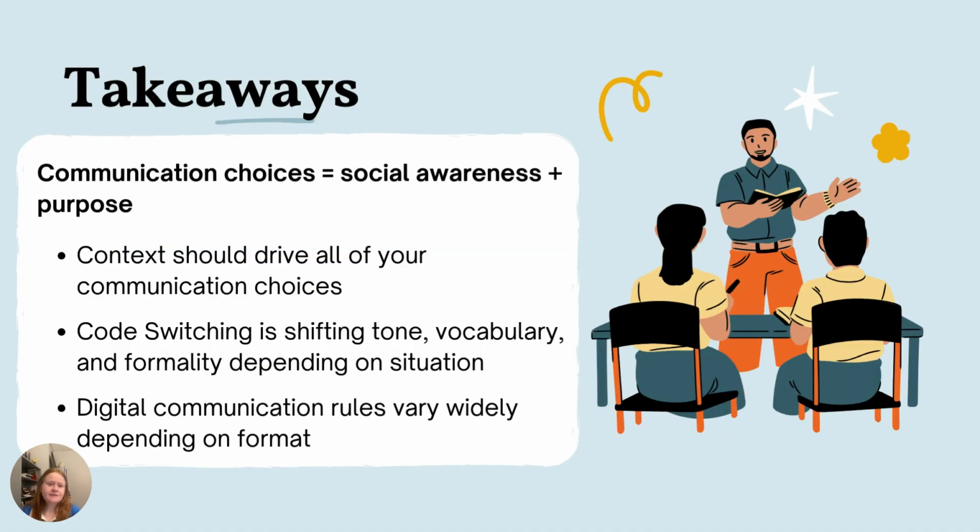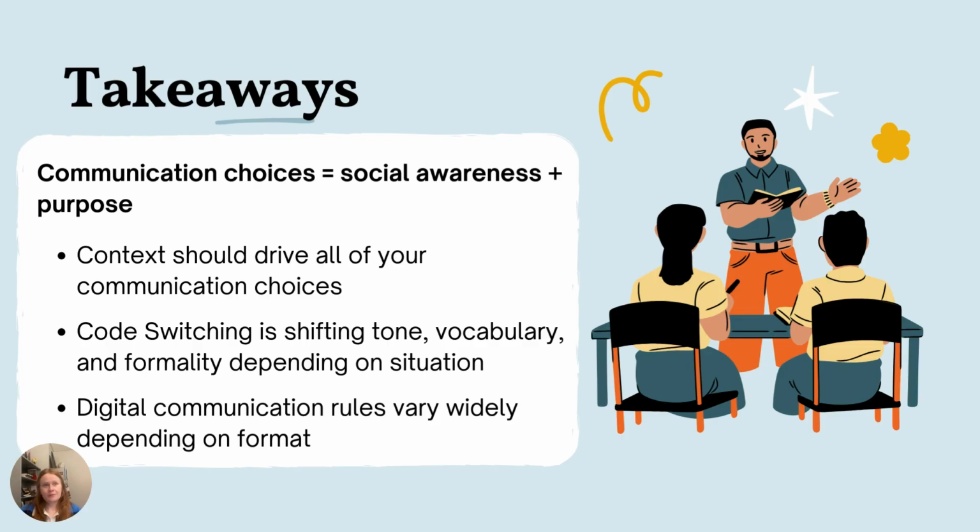So the key takeaways from this first lecture are that communication choices reflect your understanding of social awareness and your purpose. So your context, like I've said, should be the main driver for everything. And you actively code switch, whether you've labeled it code switching before or not. I'm sure that it's something that you're doing and something you're probably quite good at doing. And so this class is going to be about how you operationalize that and make sure that you're always doing it the best way you can and in all the places that you need to.